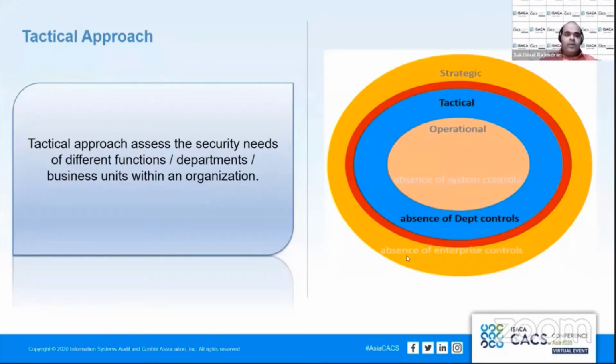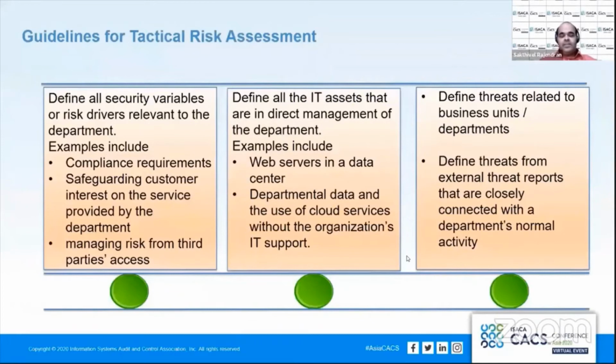So in order to perform a tactical risk assessment to determine the security risk to the business entities which are operating within the organization, we need to determine the scope and objectives, which includes the security risk drivers for the internal entity. An example for this is security regulatory compliance requirements for the information handled by the internal entity. It may be something like personal data, credit card data, or some valuable information for the organization itself.